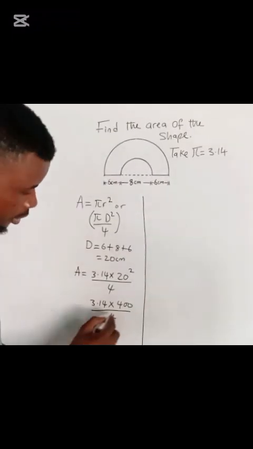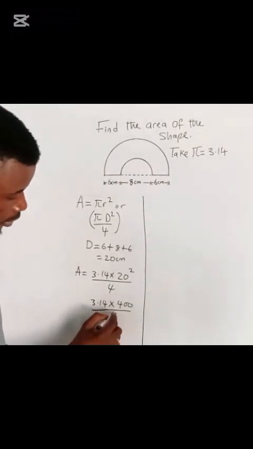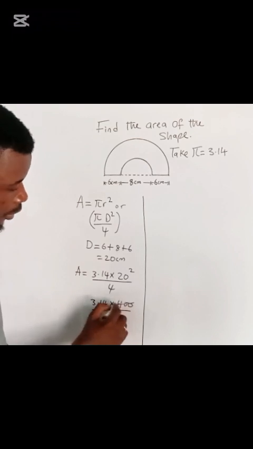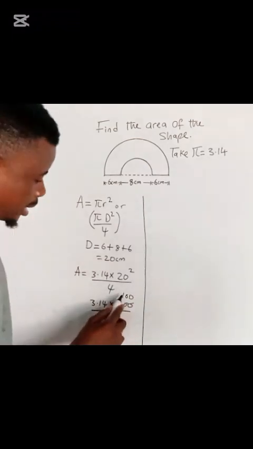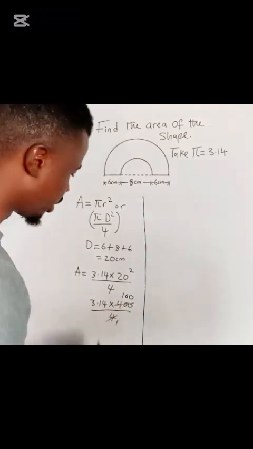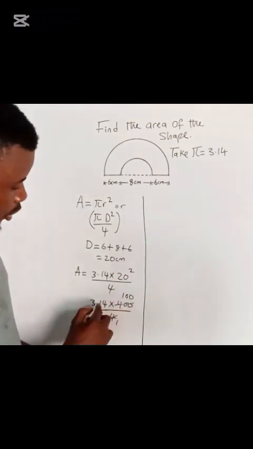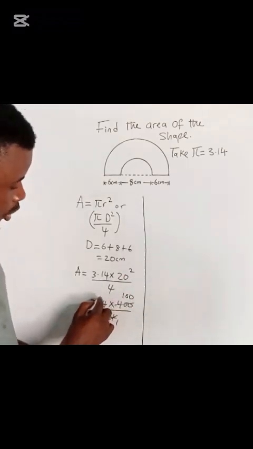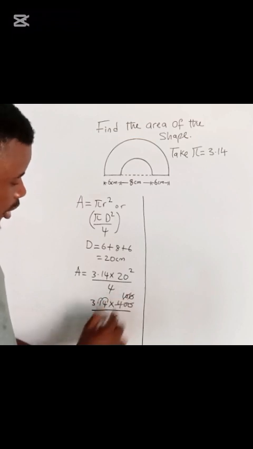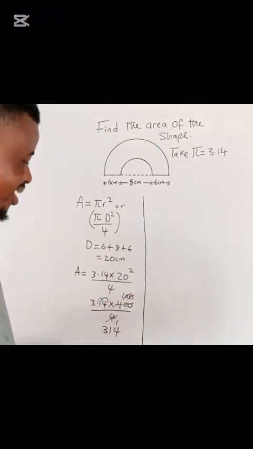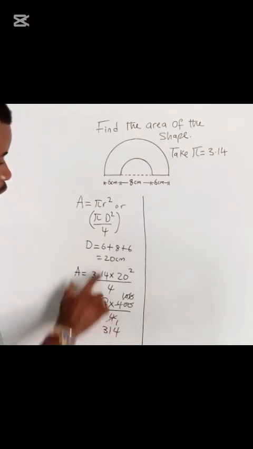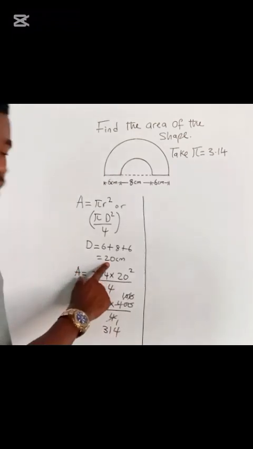If you do the division, 4 can go in 4 once, 4 can go in 400 one hundred times. Now you have 3.14 times 100. So how do you do this? Since you have 100, you can move the decimal point twice and cancel these two zeros. So you have 314. Now this is the area of a circle with diameter 20 centimeters.